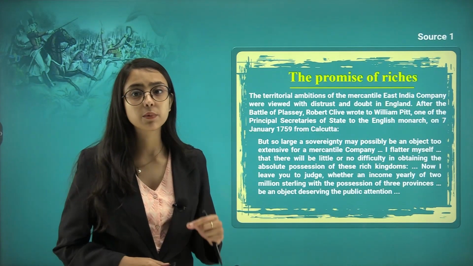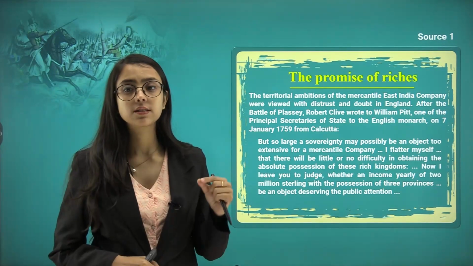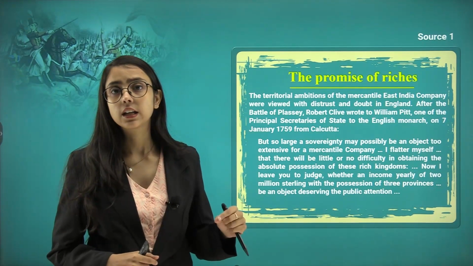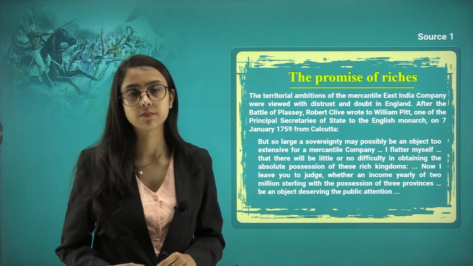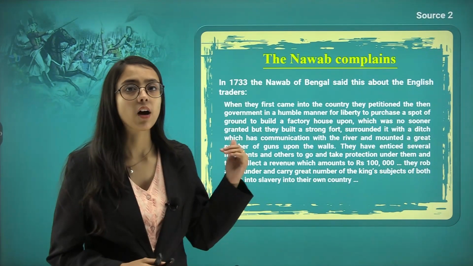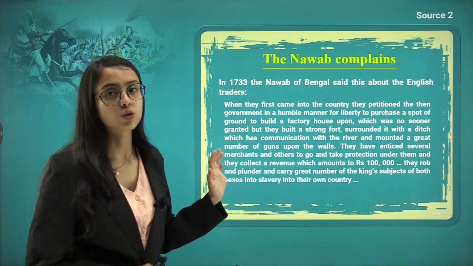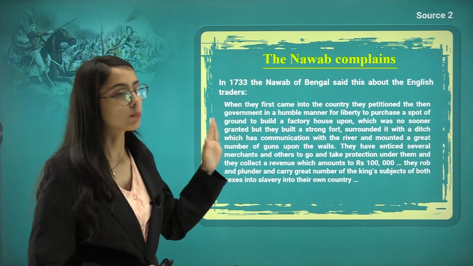So they were able to make 2 million sterling of annual income just through 3 villages. So, the Nawab complains. The second such document that we have is a complaint from a Nawab.